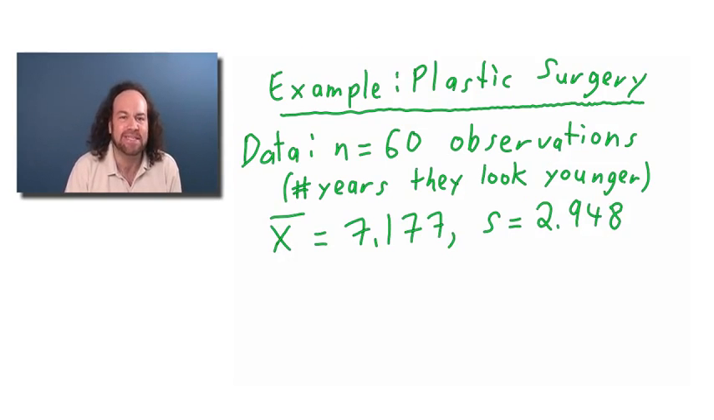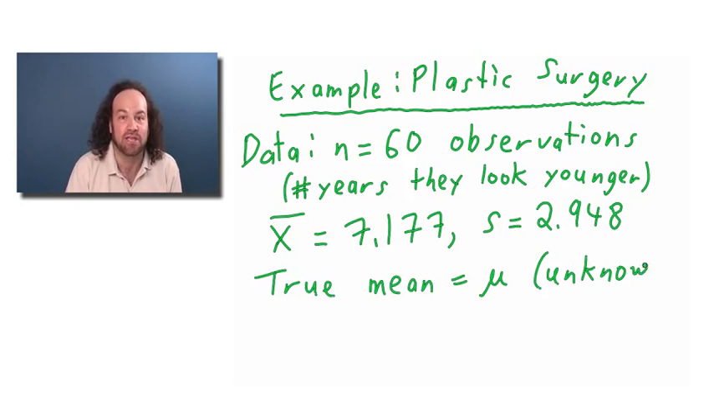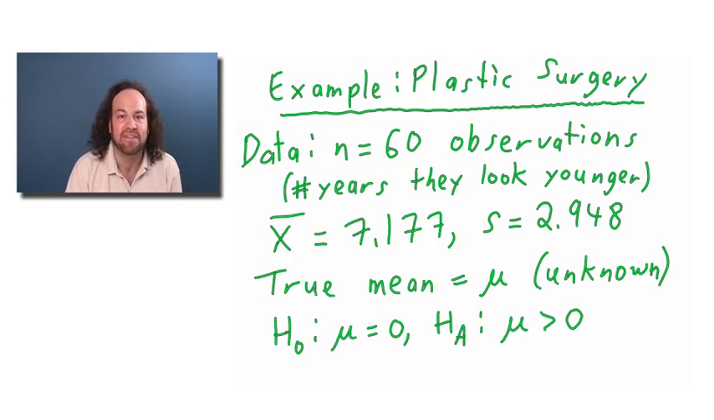So if we want to set this up as a hypothesis test, we can say that in the theoretical world, we have the true mean number of years that this plastic surgery makes you look younger, and we'll call that mu, and that's unknown. Then we also have the estimated number of years, our x bar, which is 7.177 years. Now we would like to test whether or not mu is more than 0. So we have a null hypothesis that says mu equals 0, and an alternative hypothesis that says mu is more than 0.